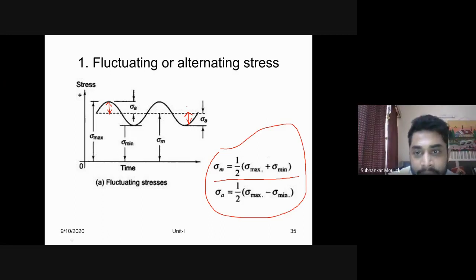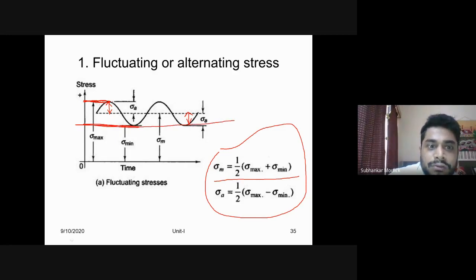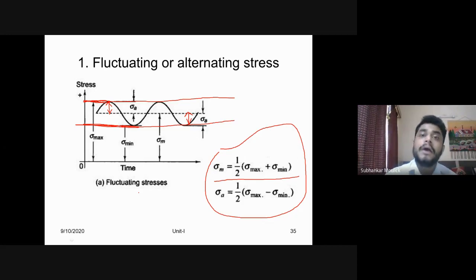Understood? Say, yes sir. Assume that this is your plus 150 Newton per millimeter square stress, and this is your minus 50 Newton per millimeter square stress. In between these two stress regions, your curve is repeating. Then only can you fail any particular component by fatigue, or else the component will not fail by fatigue but will fail by some other method or process. Yes or no?